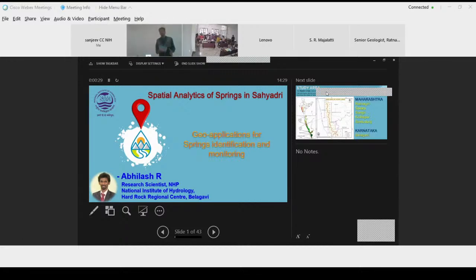Okay, I'll start the presentation. I welcome you all to the two-day workshop on conservation, vegetation, and sustainability of springs in parts of the Western Ghats.